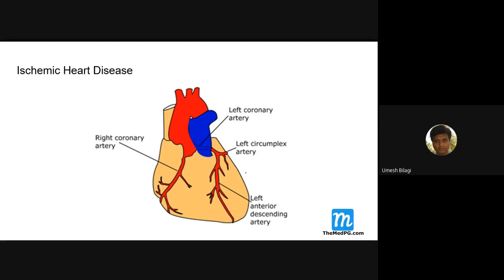So we'll come briefly to ischemic heart disease. In ischemic heart disease, this is the heart, and you can see this is the aorta, and this is the pulmonary artery. From the aorta, we get two arteries. One is the right coronary artery, the other is the left coronary artery. The left coronary artery divides into the left circumflex artery and the left anterior descending artery. The right coronary artery doesn't divide like that; it just goes. These are the major divisions. The coronary arteries supply blood to the heart.